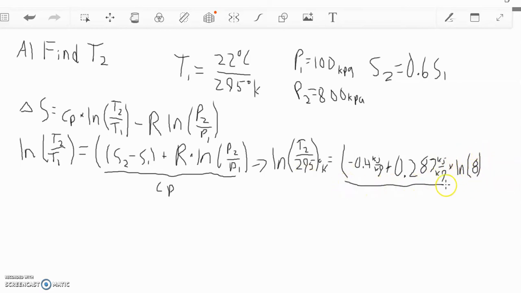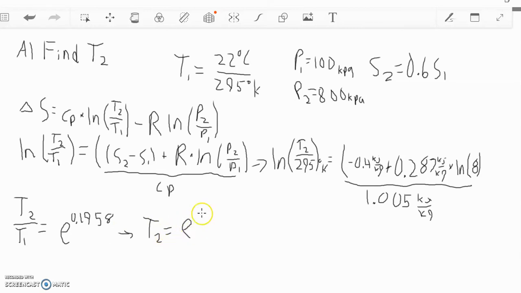So then, if we simplify this further, undo the natural log on both sides, we get T2 over 295 degrees Kelvin is equal to e to the 0.1958. So again, simplify that e and multiply by 295 degrees Kelvin, and we get a final temperature of 358.8 degrees Kelvin.